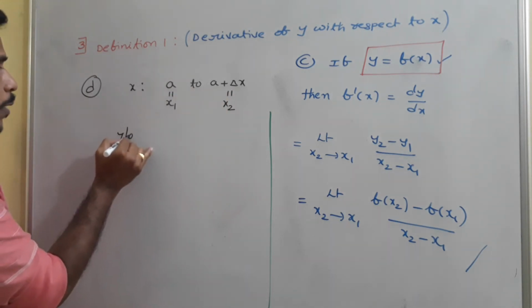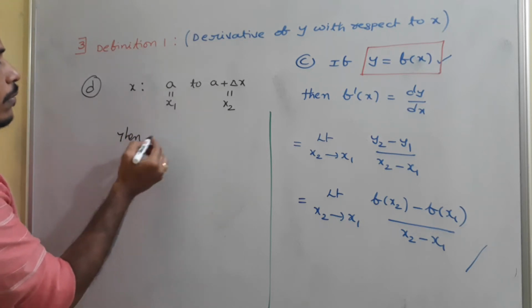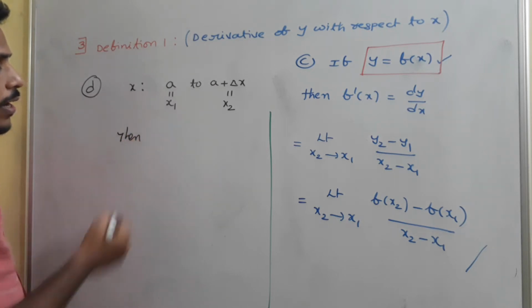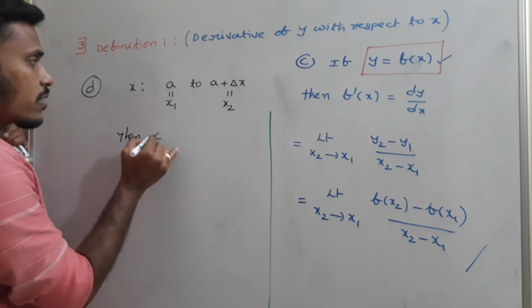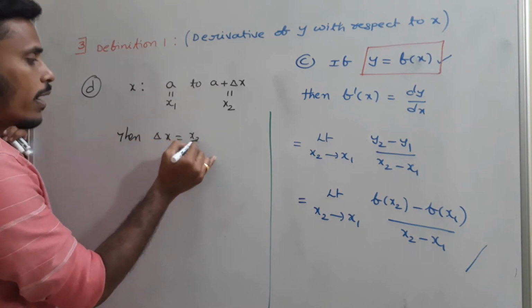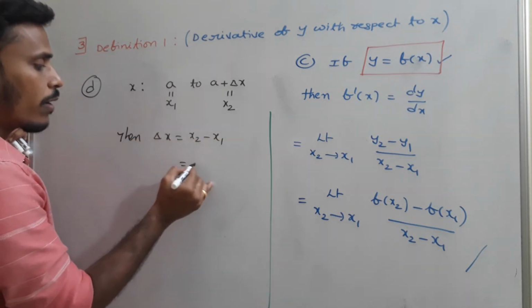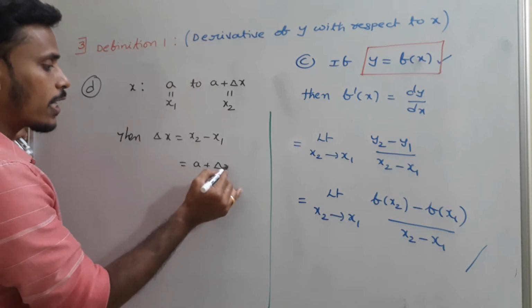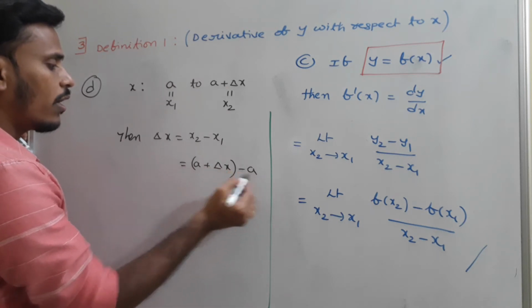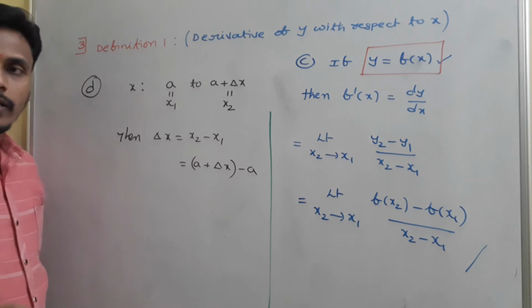So you just consider that x1 is equal to A and x2 is A plus delta x. Then what to say about the change in x, delta x? Okay, delta x is very clear, which is x2 minus x1. Is it right? Why? Because x2 is A plus delta x minus x1 which is A. If you cancel out that A, you will get delta x, right?